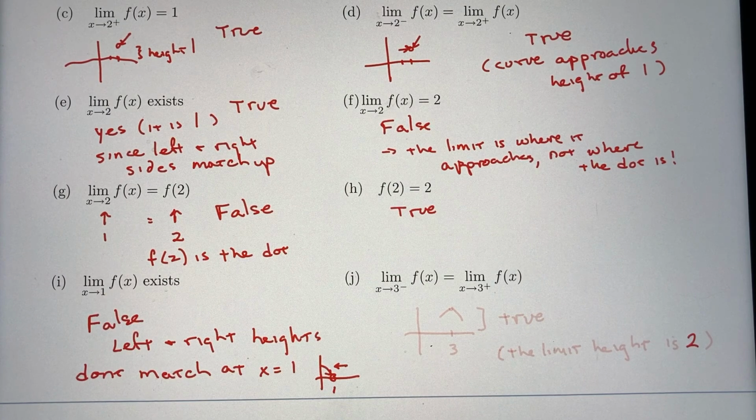Okay, does the limit as x approaches 3 exist? Yes, that one's perfectly fine. As you go to 3, that is a perfectly good height. And the limit height is 3. I mean 2. Oops.